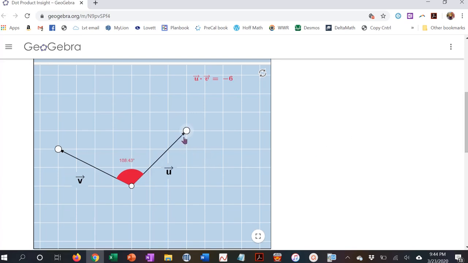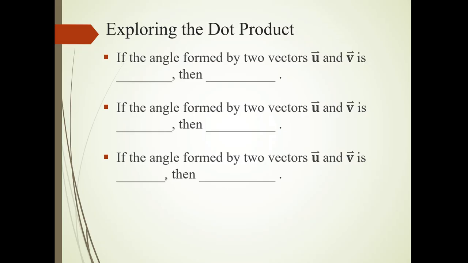One thing I want you to notice is my angle right now is obtuse, so my dot product is negative. Still obtuse, still negative. If I go right here, it even changes colors. If my angle is acute, my dot product is positive. Isn't that interesting? Now you're probably wondering what happens when the angle is exactly 90 degrees. Wouldn't you know it, the dot product is 0. That's amazing.